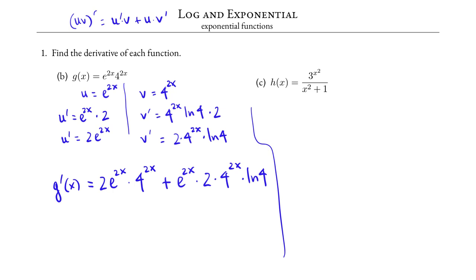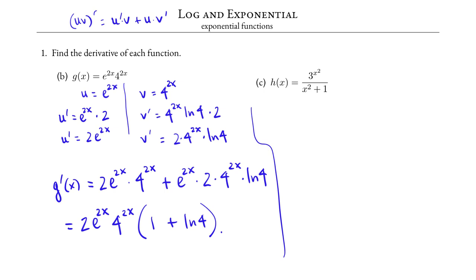However, if we want to simplify this, then we can factor out the 2, we can factor out the factor e to the 2x, we can factor out the factor 4 to the 2x, and then we open the parentheses. For the first term, we factored out 2, e to the 2x, 4 to the 2x. There's nothing left, which means we need 1, because 1 times this expression will give us the first term. For the second term, we factored out e to the 2x, 2, 4 to the 2x. What we have left is ln of 4.